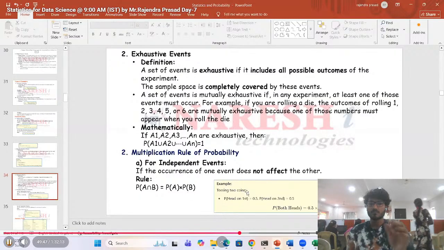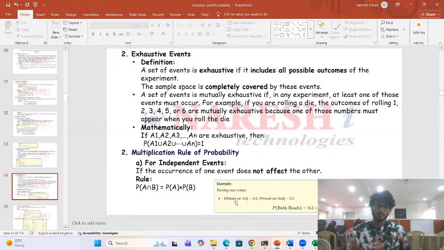tossing two coins. What is the probability of getting the first one as a head? 0.5. The second one is also head, 0.5. See, the first time I toss, either I get a head or a tail. What is the probability of getting head? 0.5. Done. Again, I'm tossing the coin. Same probability of getting head or tail, 0.5. So every time I toss, if the first time I got a head, will the next time I get a tail? First time I tossed, I got head, so obviously the next time I'll get a tail? No. The happening of one event is not deciding the happening of another event.